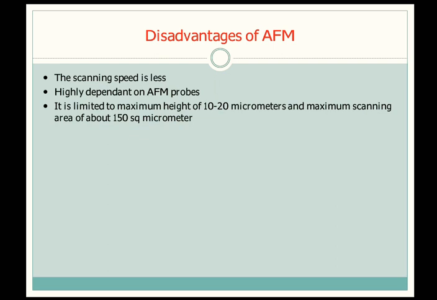It is limited to a maximum height of 10 to 20 micrometers and a maximum scanning area of about 150 square micrometers. So the maximum height between the specimen and the pointer should be between 10 to 20 micrometers. If the distance is beyond this range, then we cannot operate the AFM. Also, the scanning area is limited to 150 square micrometers.